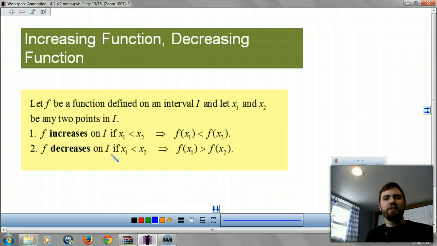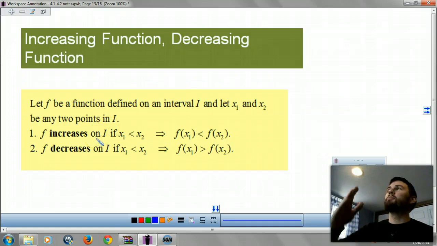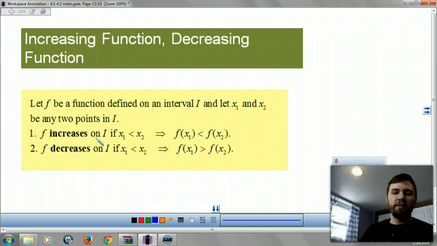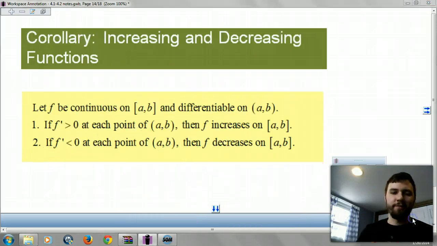Okay, let's talk about increasing functions and decreasing functions. If f is a function defined on the interval I from x1 to x2, if it's increasing, it means every point gets higher and higher on the interval. If it's decreasing, it means every point is lower and lower across the whole interval. I don't like this definition. If you didn't write this one, that's fine.